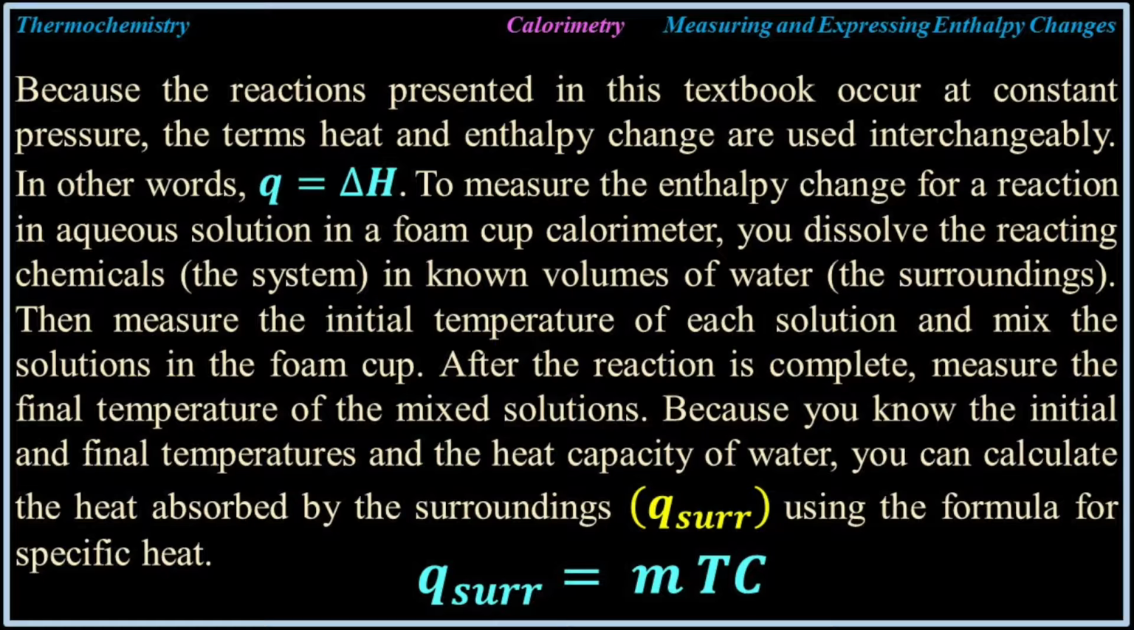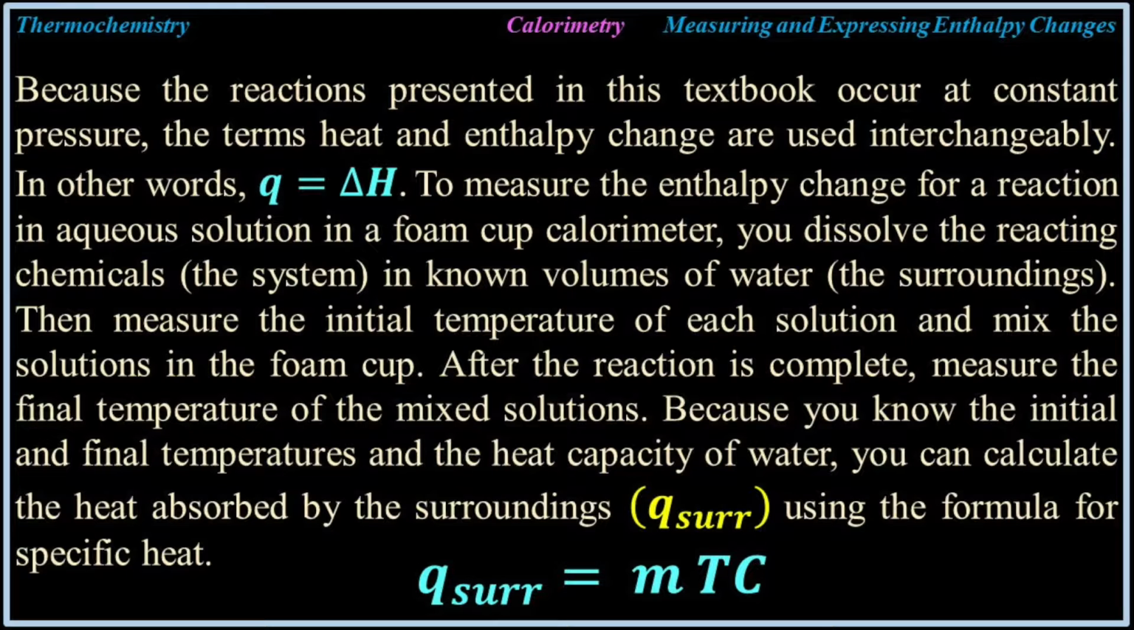To measure the enthalpy change for a reaction in aqueous solution in a foam cup calorimeter, you dissolve the reacting chemicals, the system, in known volumes of water, the surroundings. Then measure the initial temperature of each solution and mix the solutions in the foam cup. After the reaction is complete, measure the final temperature of the mixed solutions. Because you know the initial and final temperature and the heat capacity of water, you can calculate the heat absorbed by the surroundings, Q sub SURR, using the formula for specific heat.